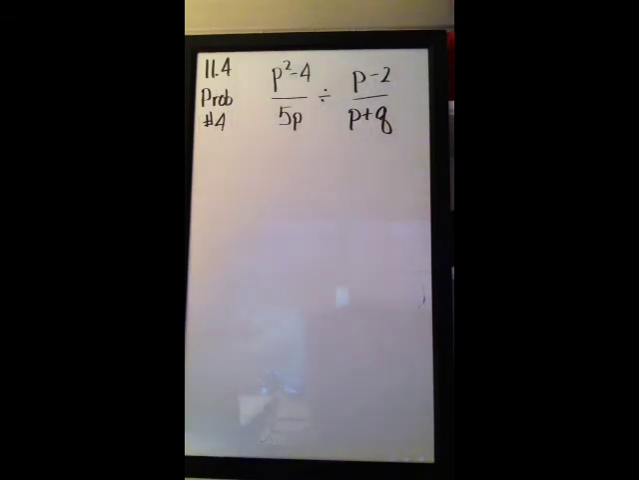Okay, here's your final problem for tonight. p squared minus 4 over 5p divided by p minus 2 over p plus q.